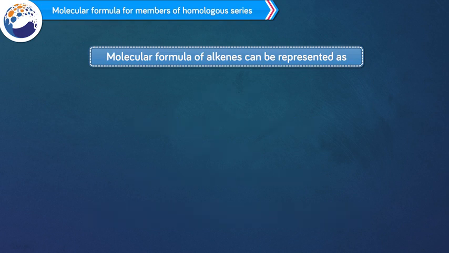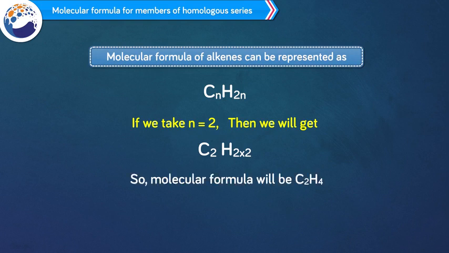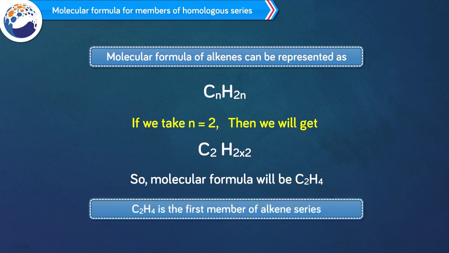Molecular formula of alkenes can be represented as CnH2n. If we put n equal to 2, then we will get C2H(2×2), so the molecular formula will be C2H4. C2H4 is the first member of the alkene series.